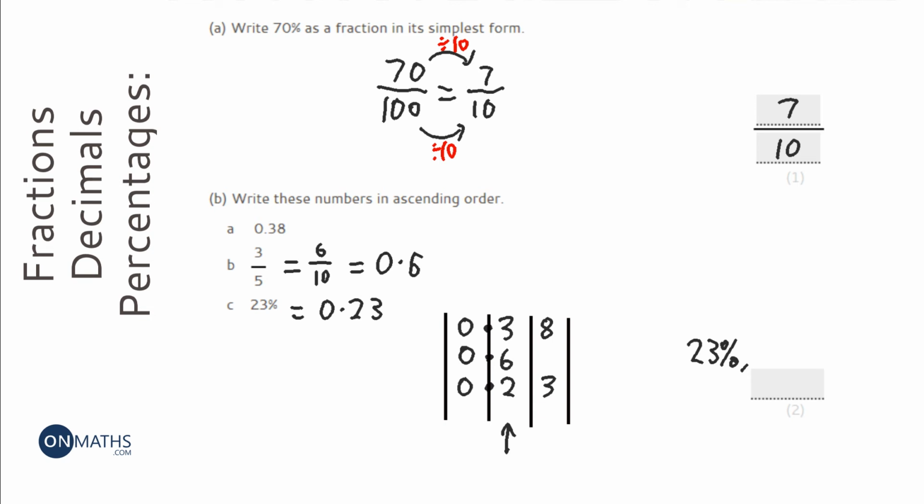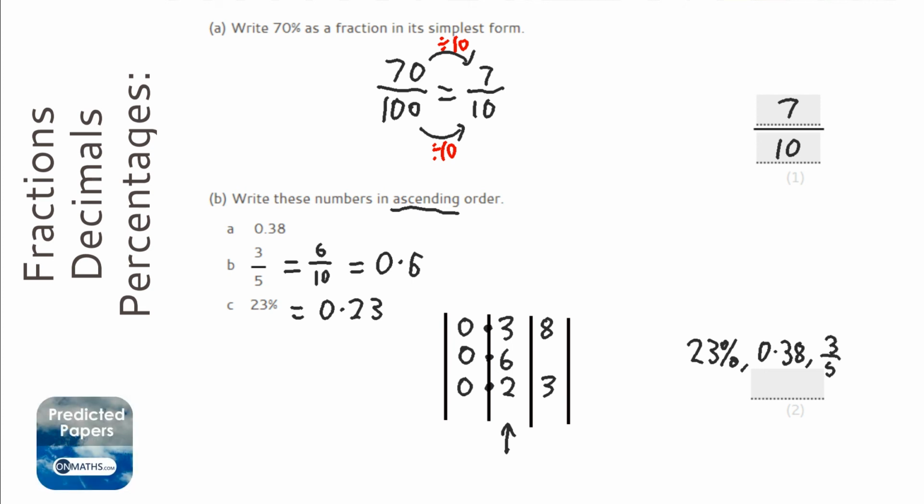The reason I'm starting off with the smallest is because it asks for ascending order, which just means from smallest to biggest. The next smallest one is the 0.38, which was a decimal to start off with, and the biggest one there is that 3/5.